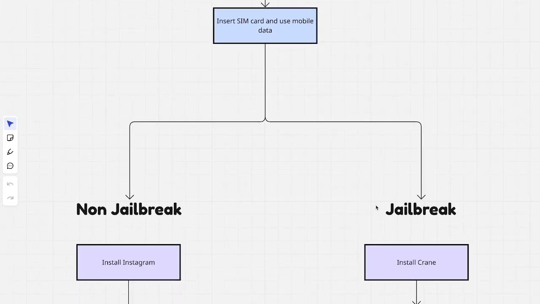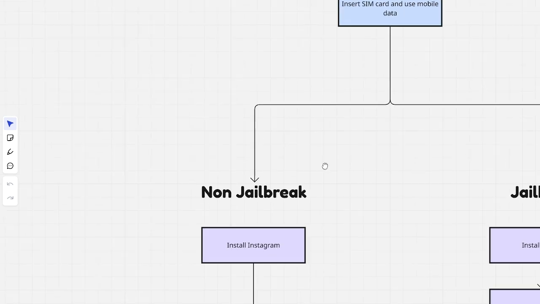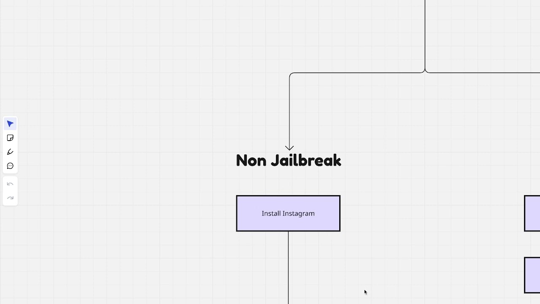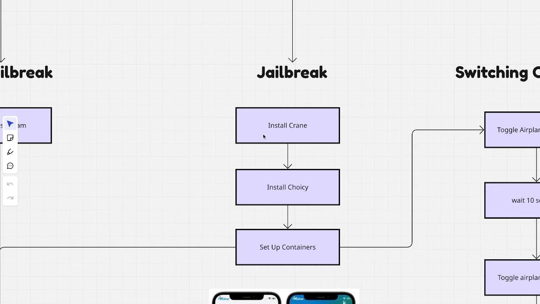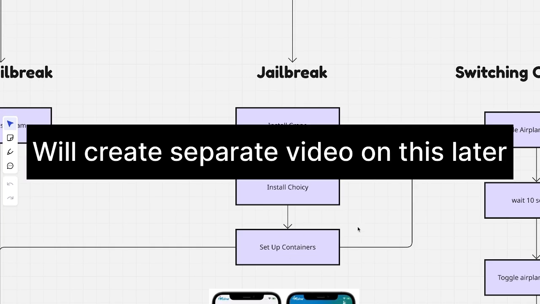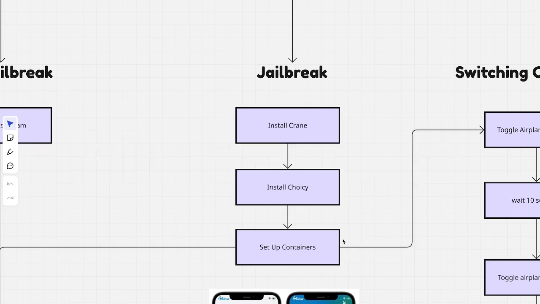So there are two paths that we can follow here. You have non-jailbroken phones and you have jailbroken phones. On a non-jailbroken phone, you just install Instagram and you can then continue with the next step. On jailbroken phones, we can install Crane, install Choicy, and set up containers. So for people that do not know what containers are, these are basically isolated apps in one phone. So your phone has multiple versions of an app in there, and they are all hidden from each other. So Instagram won't know there are 10 other Instagrams on your phone.